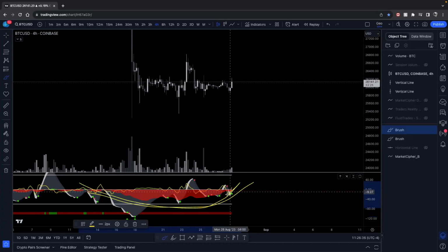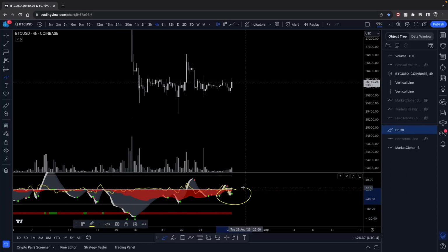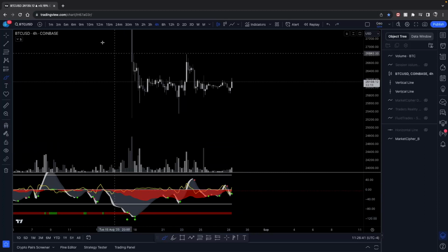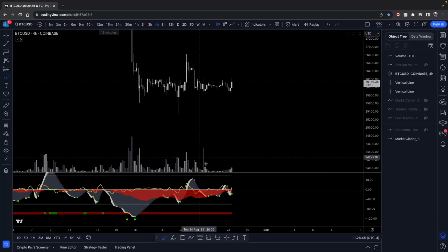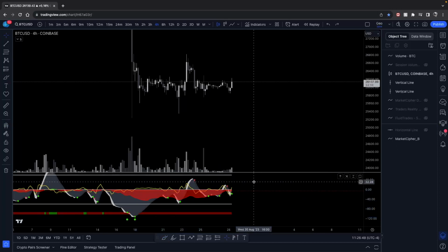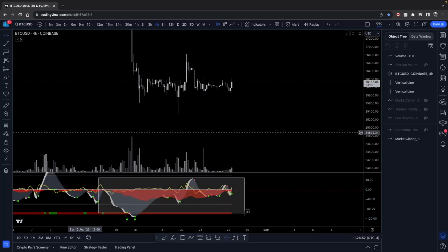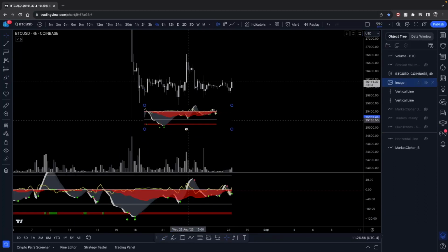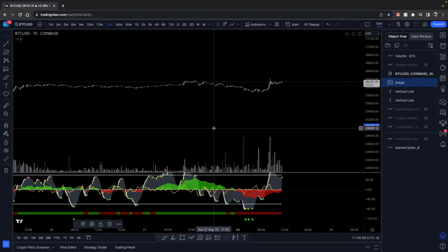We have that nice curvature, which we like to see, and we currently are printing, not printed, printing a green dot. Now that's important, and I'll talk about that in a little bit, right? So now we know that this is our condition of our 4-hour time frame. So what do we do? We take our snipping tool out, we copy our 4-hour time frame, we put it on the chart, and we jump down to our 15-minute time frame.